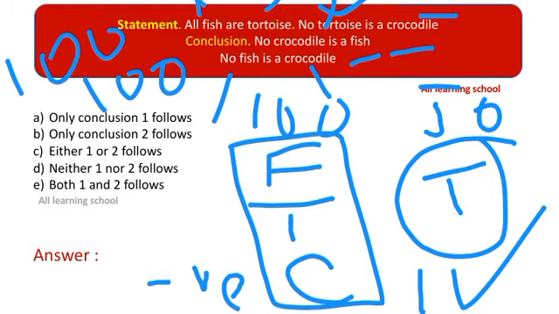Now look at the crocodile. Here expense of crocodile is 100, income of crocodile is 100, so it is also correct. So both of these conclusions are correct. Option A will be the correct option. Both conclusion 1 and conclusion 2 will be followed.